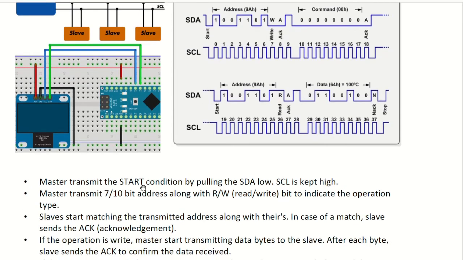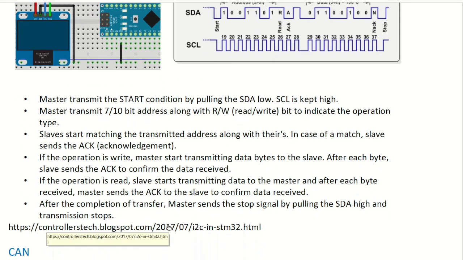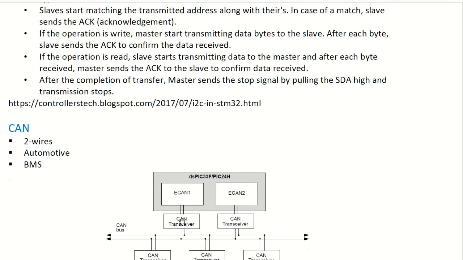The master starts the transmission by pulling the SDA low, issuing the start bit while the serial clock is still high, and then you transmit the 7 or 10 bit address. It depends on the type of protocol, and the read-write signal. Wait for the acknowledge, and then you can send the command, or you can get the data. It depends if you are writing or reading. You can find more details in these links.